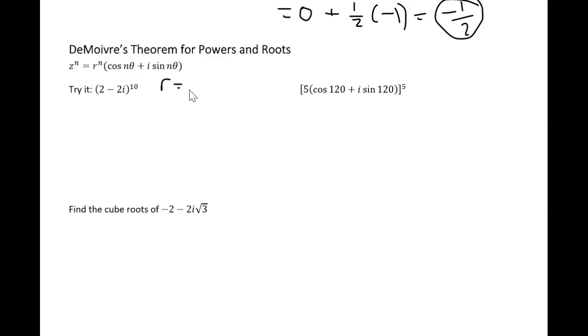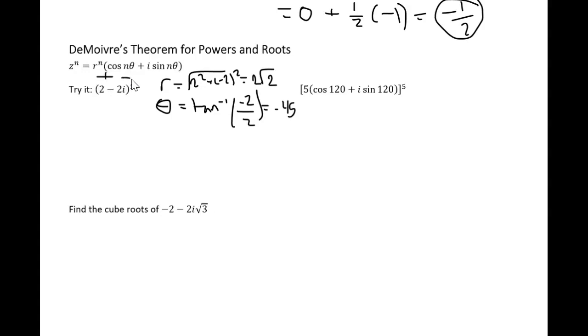So we're going to start by finding r. R is the square root of 2 squared plus 2 squared, and we've done this example before. That gives you the square root of 8, which simplifies to 2 radical 2. Theta is the inverse tangent of y over x, which is negative 45, which is quadrant 4. And this point is positive, negative, which is also quadrant 4. So that jives. And then the answer for z to the nth power is just 2 radical 2 to the 10th power, CIS 10 times negative 45.